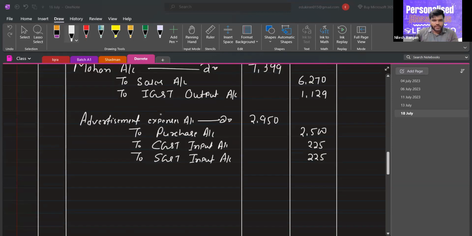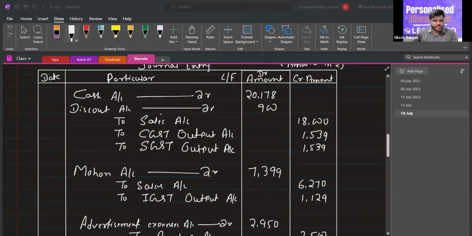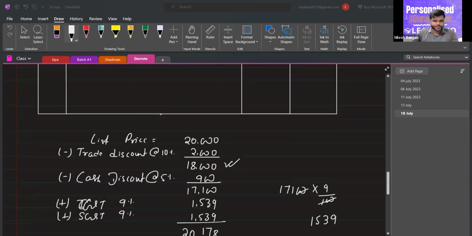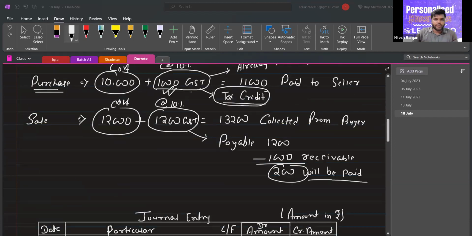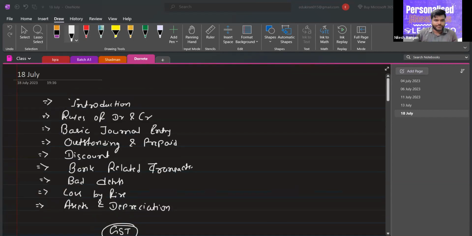So in the previous class, we have done the GST concept. Yes, sir. Okay. Now we will understand the GST payable or receivable.